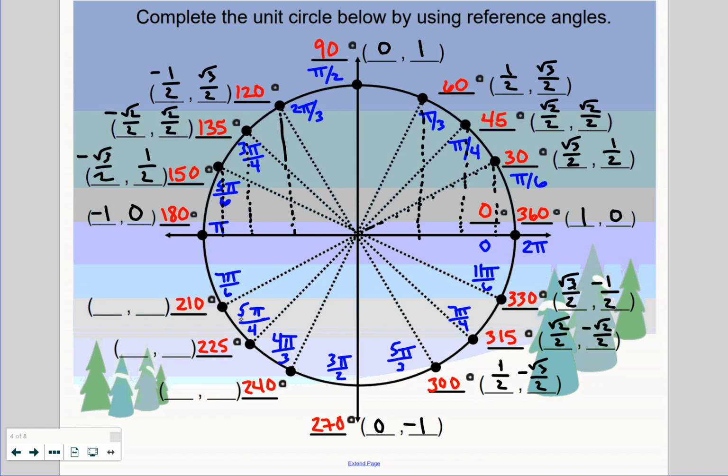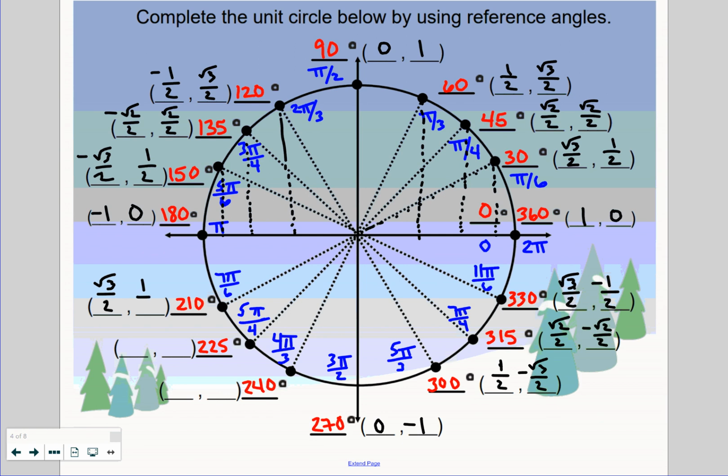Okay, and then to get quadrant 3, you can just still keep thinking about how far am I from the x-axis. 210 is 30 degrees away from the x-axis, so we use that 30-degree point. Rad 3 over 2 does not like my 3's. Gotta write them really slow, I guess. There we go.